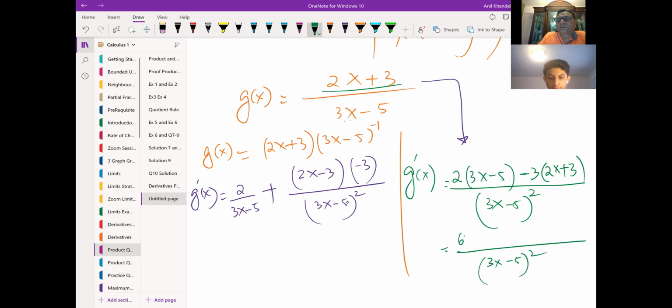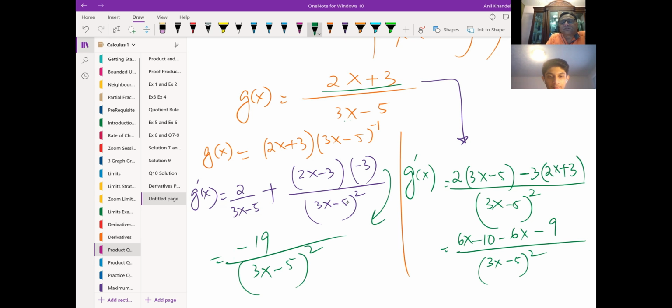And when you open, you get 6x minus 10 minus 6x minus 9, correct? 6x cancelled, minus 19. So what we get here is minus 19 over 3x minus 5 whole square. And if you calculate this, you see the denominator, then you will probably get the same answer. You get the idea, right?